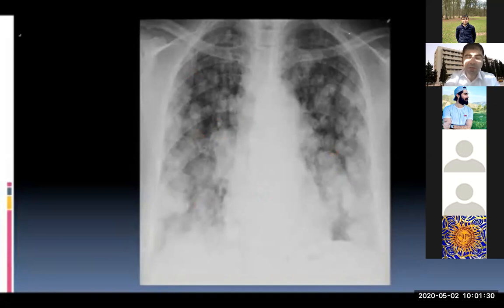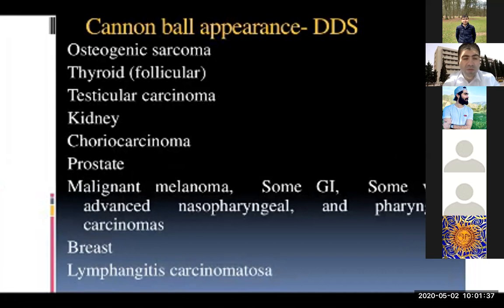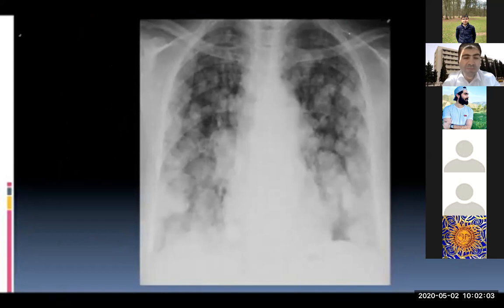This is a description described in chest X-ray radiology. So the case of cannonball appearance. Usually it is a description of the metastasis for any reason of this. Commonly from the thyroid, not papillary, it is follicular, and some other metastases. So cannonball appearance is an important finding.